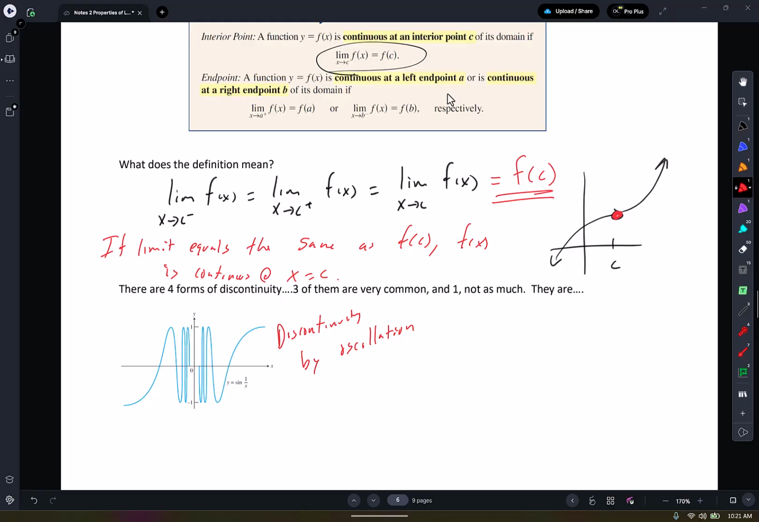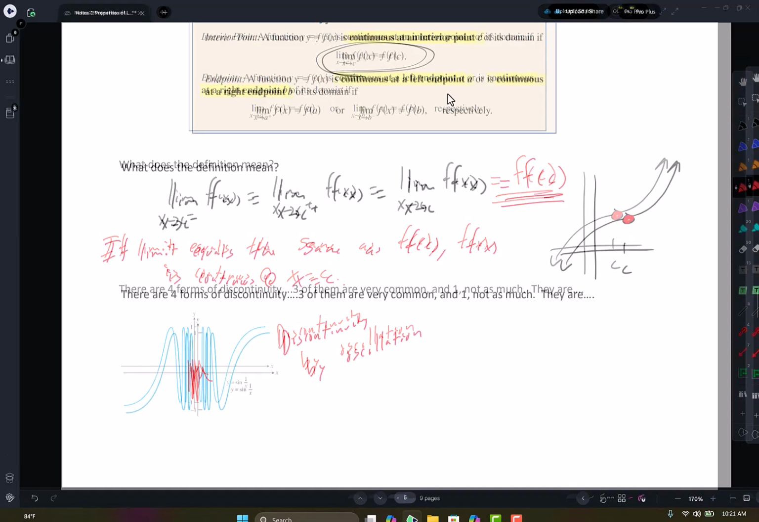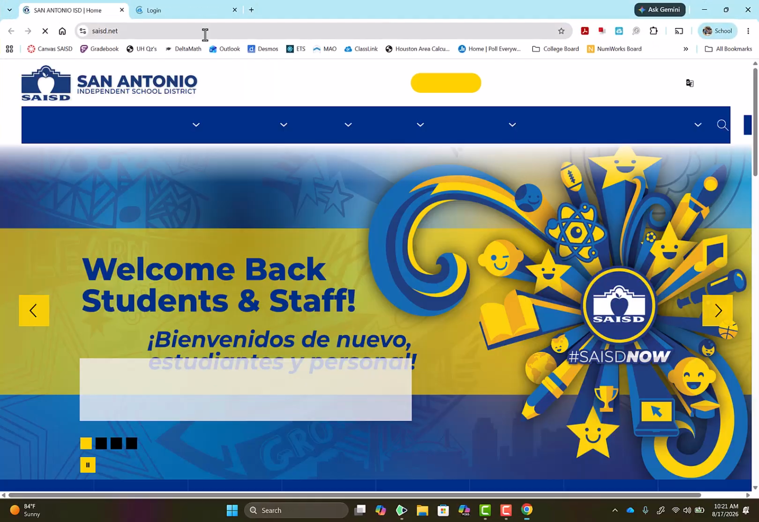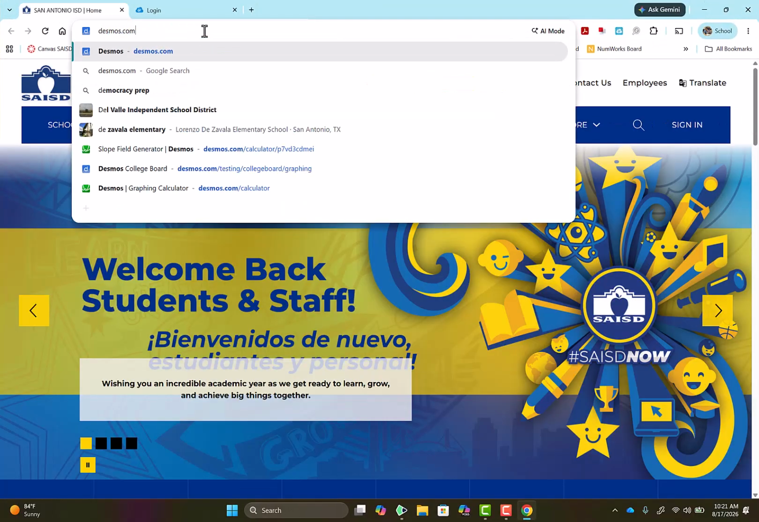It just keeps going up and down, up and down, up and down, and you can't tell. It looks like it just stops, but at zero, it just keeps going, and it goes up and down so fast. Can you think of something like that? Let's go to Desmos. Let's look at some practical examples.